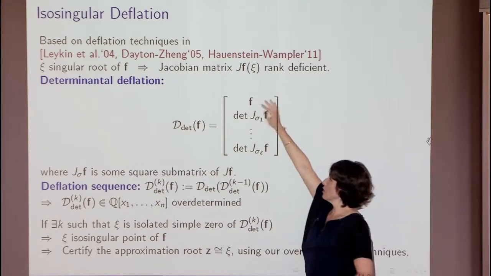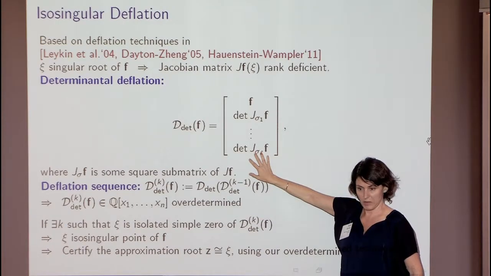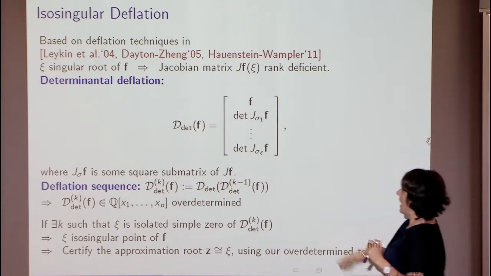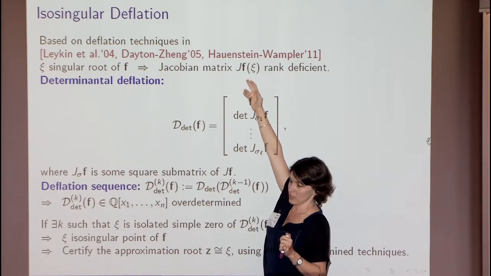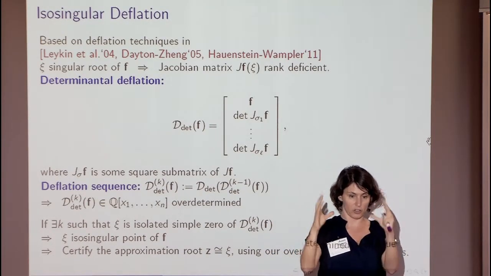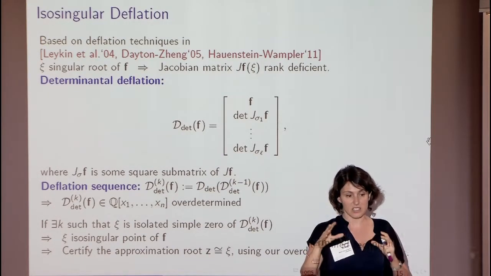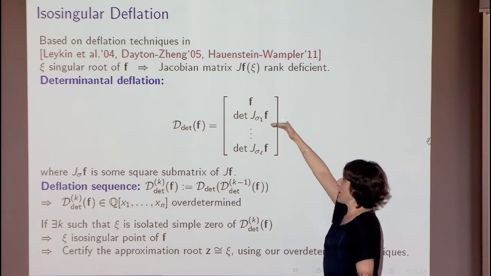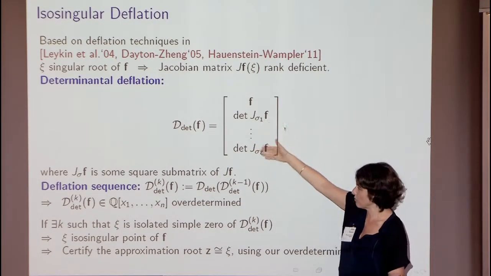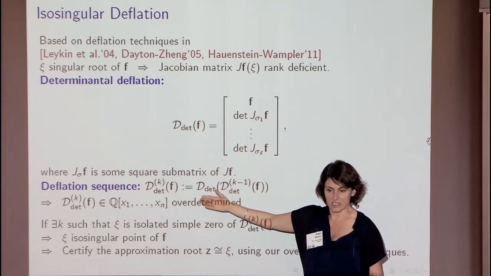So basically, you append to the original system subminors of the Jacobian matrix, and you find those subminors by having an approximation of your isosingular root. You can detect the maximal non-singular minor, and then you just take the minors that contain that. So you can make this not too many, just polynomially many, and you can iterate this.